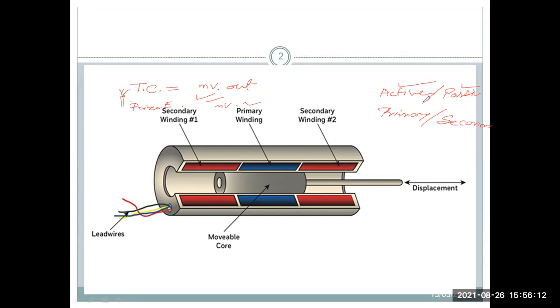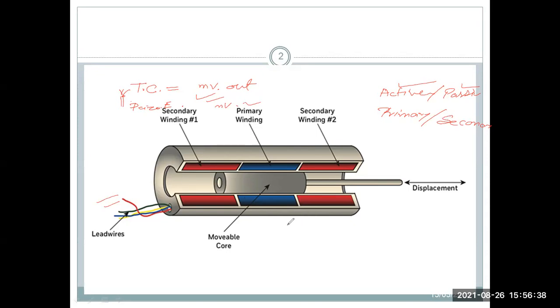But other transducers, just like LVDT and any other, need power. Look, here some wire is there. We have to apply some power externally. Otherwise, it will not work. Then it is called the passive transducer. So transducers are categorized in two ways. First one is active, second one is passive. Okay. And now it is coming to the primary transducer.